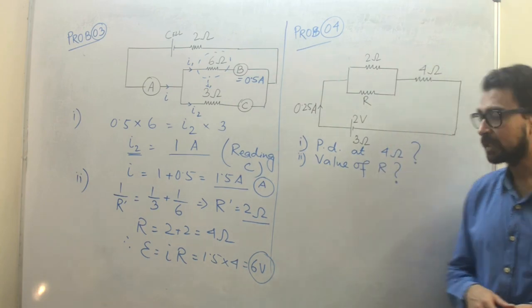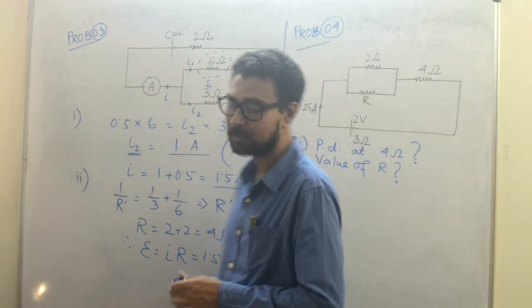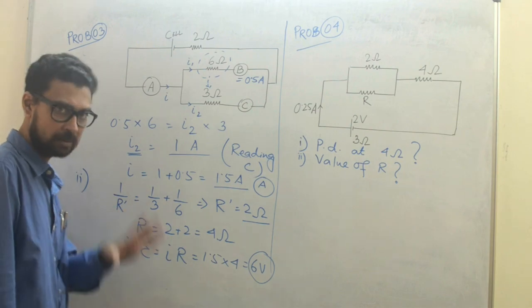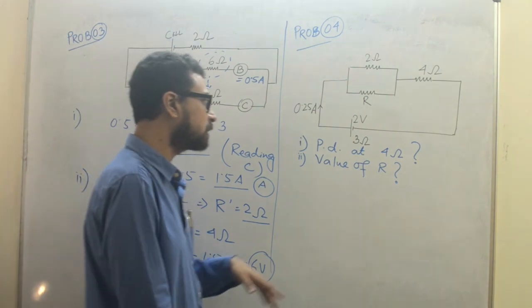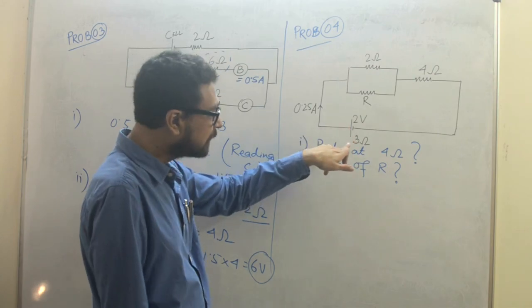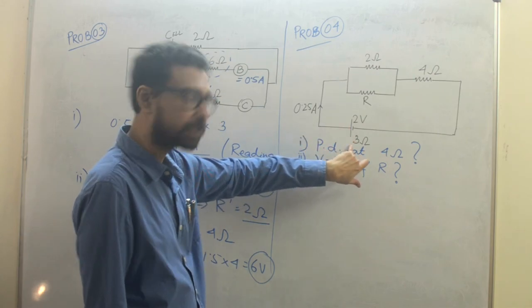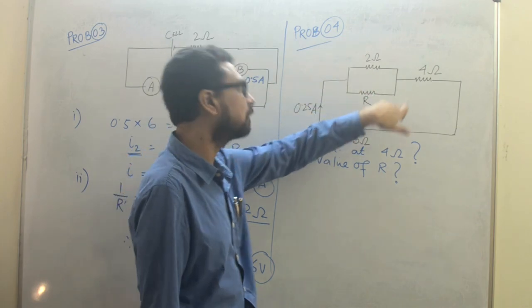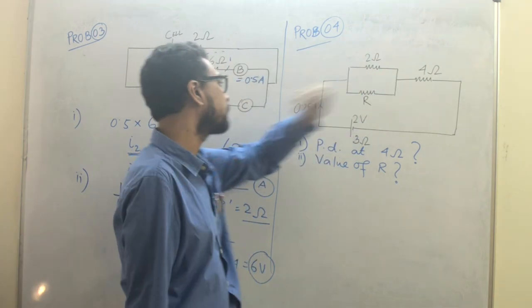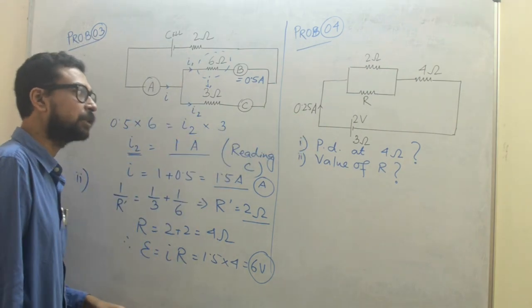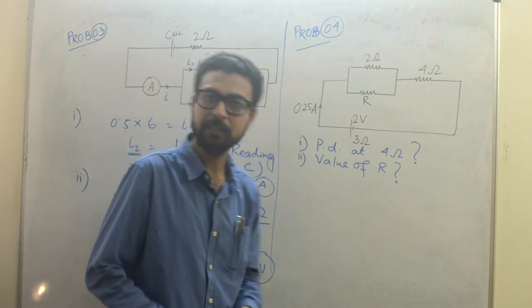Now let us concentrate on another interesting problem here, what we have drawn already. This is also having a block of parallel and series combination. Anyways, here we have a cell having EMF 2 volt. Internal resistance is 3 ohm. We have 2 ohm and R which are in parallel, and with that there is a 4 ohm. And 0.25 ampere is the current drawn from the cell. This is the information given.